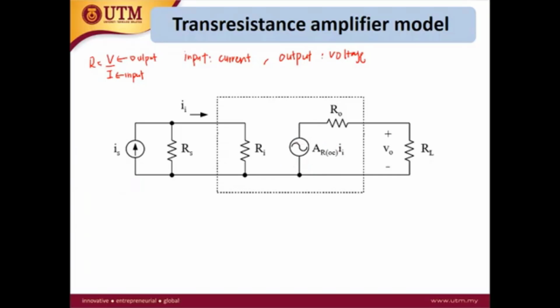Please be noted that this symbol, the dependent voltage source symbol, is not accurate. The accurate symbol should be in diamond shape. So you have this one, this is the voltage source. Okay, now you've got the amplifier model.